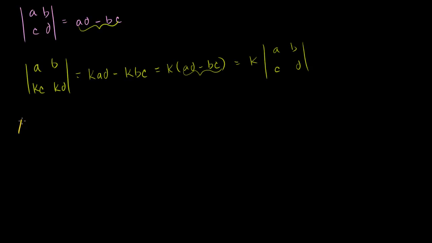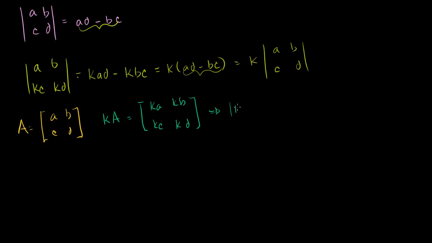Let's say I have the matrix A, and the matrix A is equal to A, B, C, D. If I were to think about the matrix KA, now I'm not just multiplying one row, I'm multiplying the whole matrix by a scalar. This is going to be equal to K lowercase a, KB, KC, and KD. And when you figure out its determinant, the determinant of K times A is going to be equal to the determinant of KA, KB, KC, and KD.